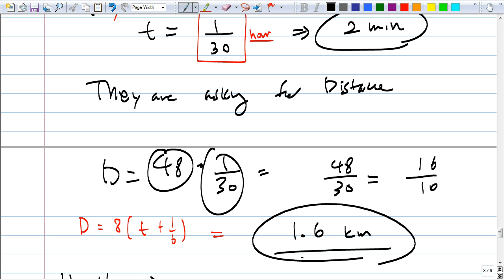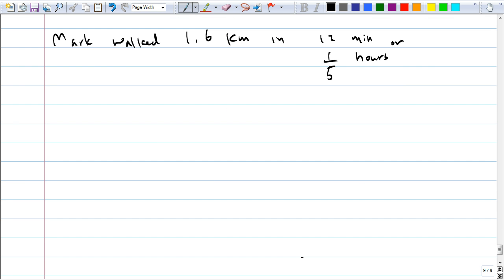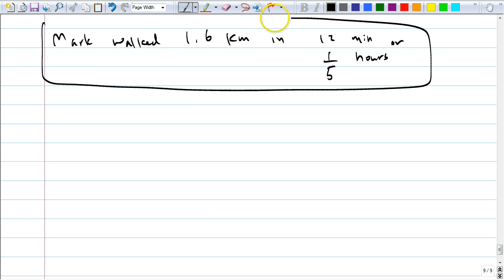Okay, that'll be wrong. So at the end, did you guys write down the sentence like this? Mark walked 1.6 kilometers in either 12 minutes or 1/5 of an hour, right? Because it's 10 minutes plus 2 minutes, or 1 over 6 plus 1 over 30th, right? That's 1/5 of an hour. Any question on this? Okay, Carly, does that make sense now? Yeah. All right.